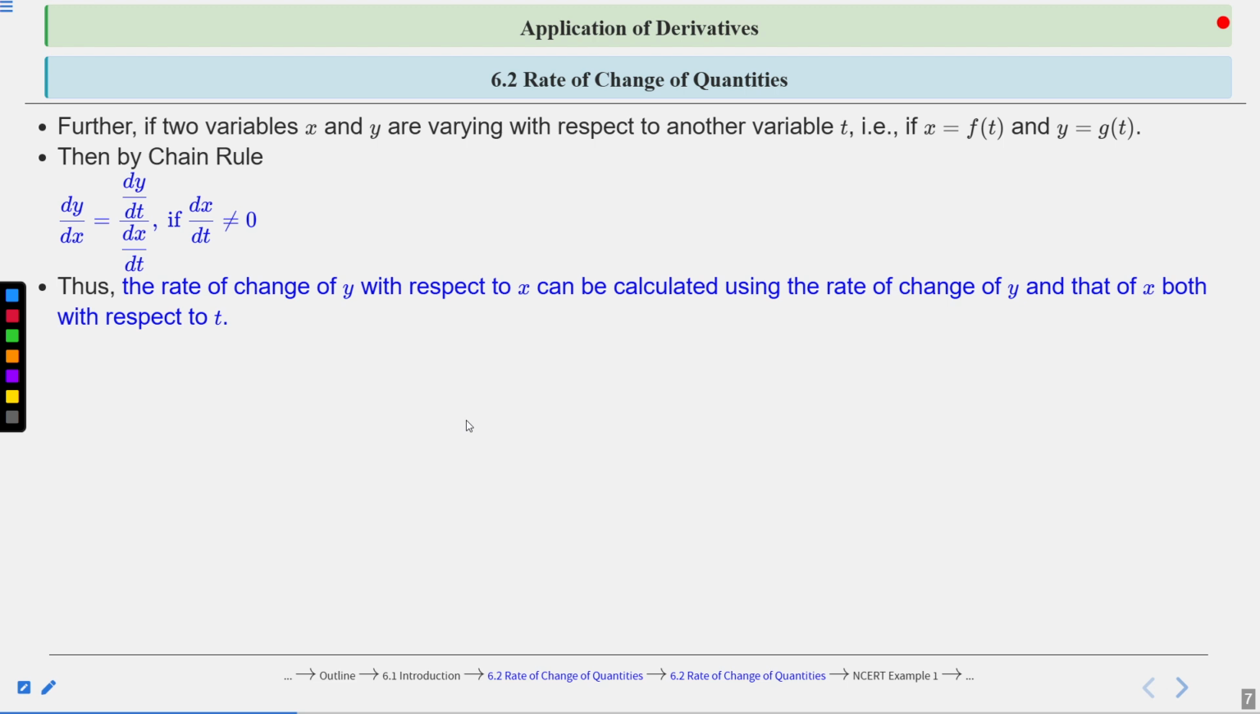Clear? Rate of change of a particular quantity means the quantity is being changed with respect to time, right? Clear? So it is called rate. Let us consider some examples now.